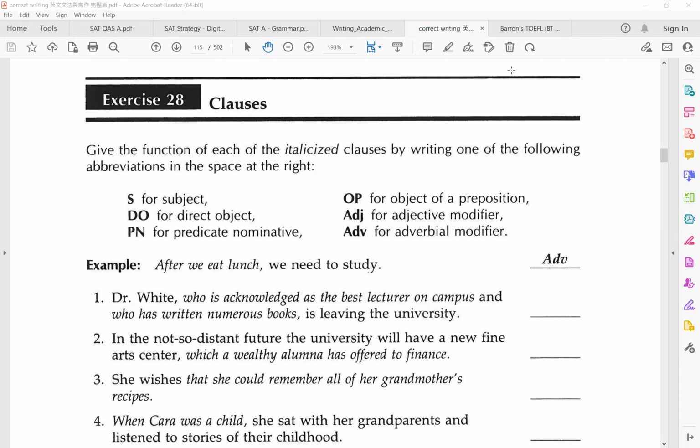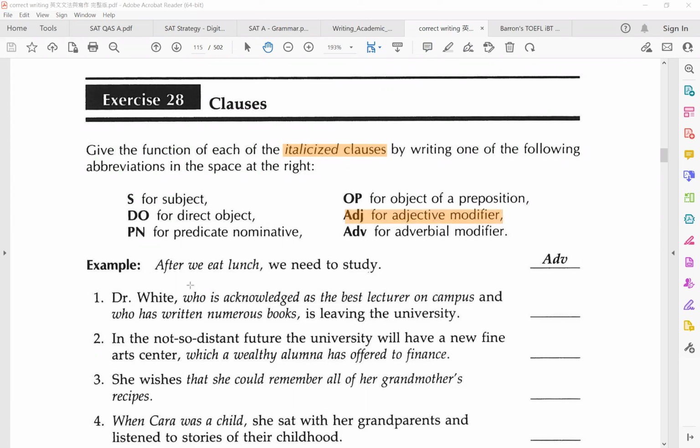Right, so this is the more advanced practice for our dependent clause. As you can see here, apart from identifying the type of clauses that is being italicized, we also have to state its function. So for adjective and adverb, it's very straightforward, right?